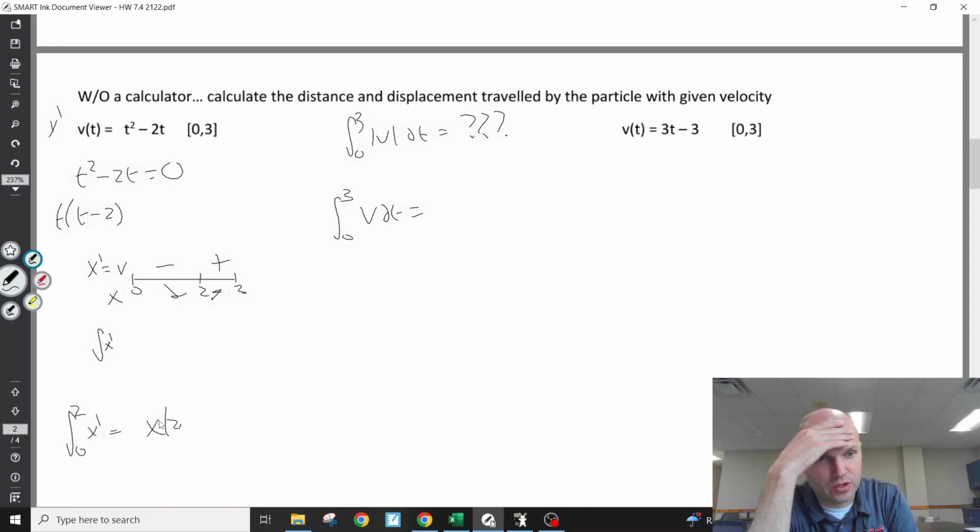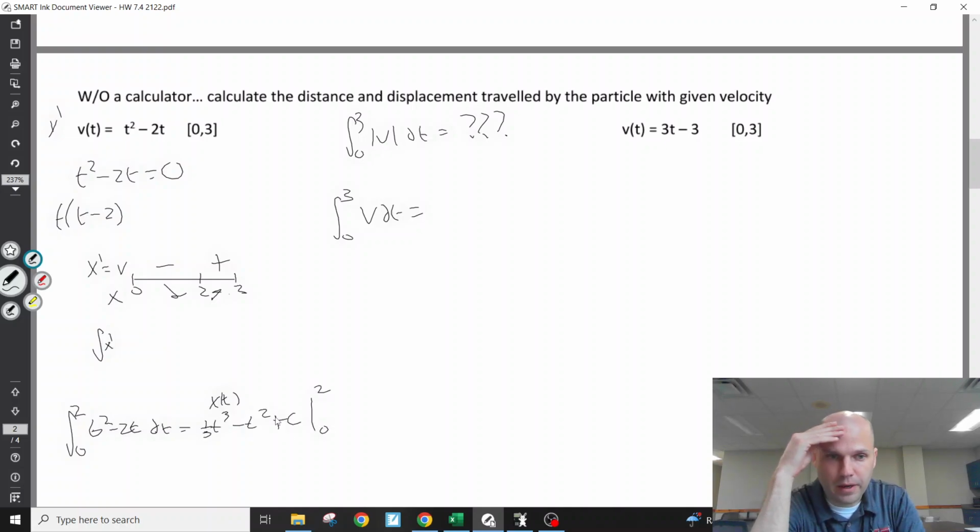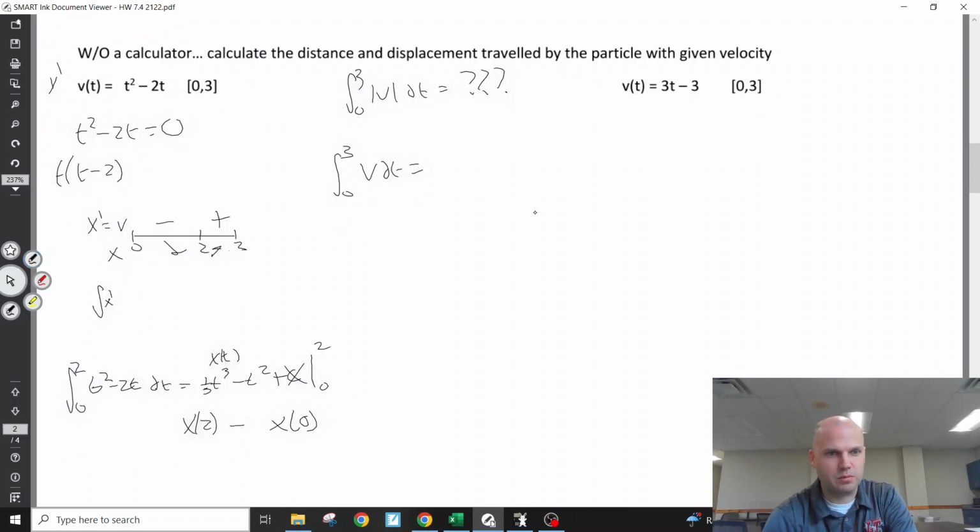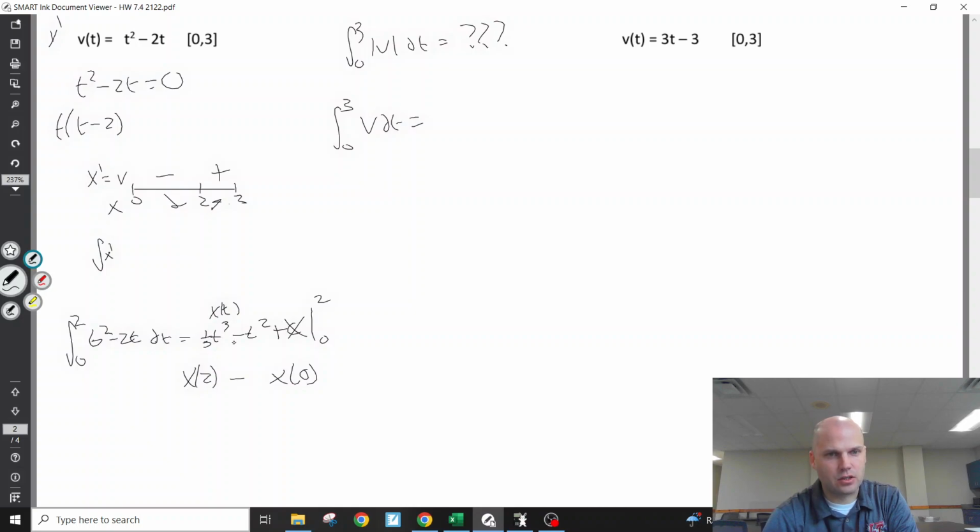Well, we've got to find x of 2 minus x of 0. This is when we don't have to worry about a plus c. So let's just write it out. I've got t squared minus 2t. The antiderivative gives me x of t. It's 1/3 t cubed minus t squared, plus c, but I'm going to find x of 2 minus x of 0. The c's will go away when I subtract. This is 8/3 minus 4 minus 0. So 8/3 minus 12/3, so negative 4/3. Good, that's a negative value. That looks good to me.